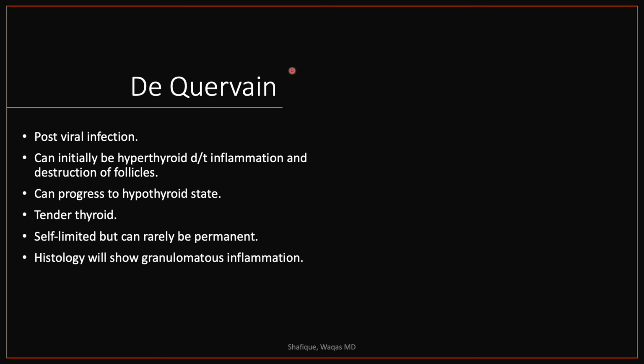Subacute granulomatous thyroiditis, or De Quervain's, is basically a post-viral syndrome. Patients get a viral infection, and that causes inflammation of the thyroid, which causes initial release of the thyroid hormone. So they can be hyperthyroid in the initial stages, and then they become hypothyroid. And because of the inflammation, they will generally have a tender thyroid, and that's pathognomonic for De Quervain's. The disease is self-limited. They tend to recover their function. And the reason it's called granulomatous thyroiditis is because on histology, you'll have granuloma formations.